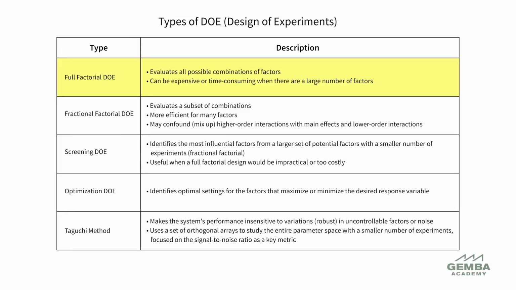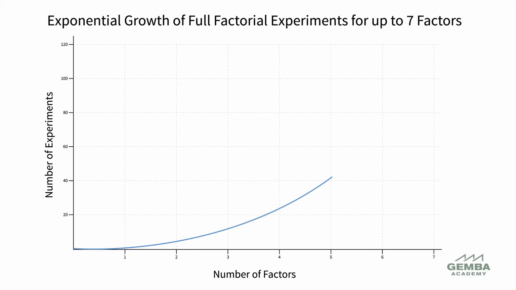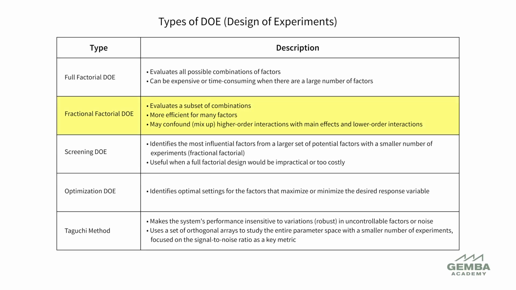First, full factorial DOEs help us test factors across all possible combinations in order to determine which factors are statistically significant. These DOEs are sometimes referred to as characterization studies. Because full factorial DOEs test every possible combination of factor settings, the number of experiments grows exponentially with the number of factors. This increases the time and cost and can make it impractical when we have a large number of factors.